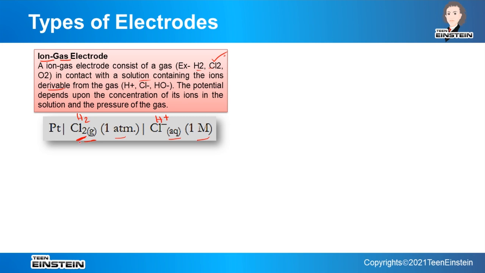And here, as no metal is involved in this half reaction, Cl minus, after losing an electron, will be converted to chlorine. Now this chlorine gas will be deposited on the platinum electrode.